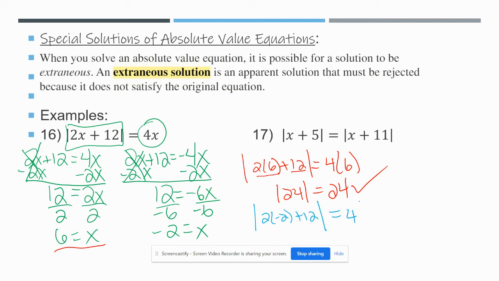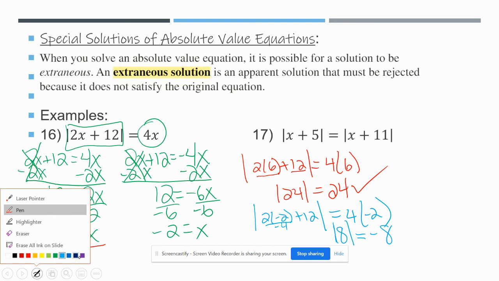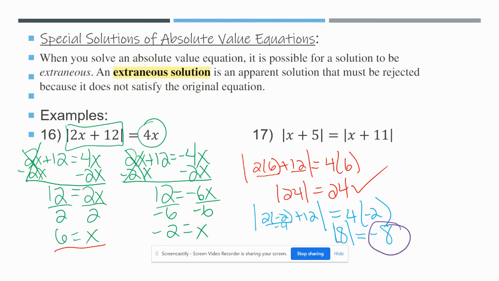Now, if we take a look at the negative 2: the absolute value of 2 times negative 2 plus 12, and then 4 times negative 2 on the right side. 2 times negative 2 is negative 4. Negative 4 plus 12 is 8. So we have the absolute value of 8 is equal to 4 times negative 2, which is negative 8. Now here's where our problem is. I have an absolute value equaling a negative value, and that's never going to happen.